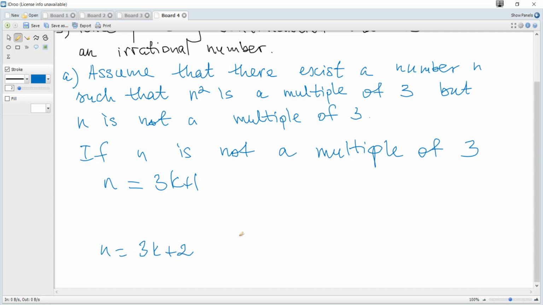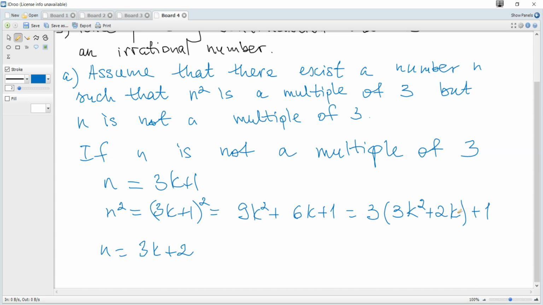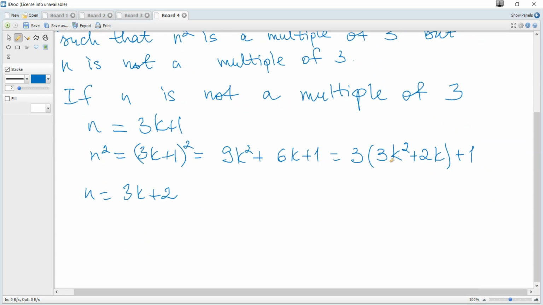And let's consider n squared. It becomes (3k plus 1) squared is 9k squared plus 6k plus 1, and it can be represented as 3(3k squared plus 2k) plus 1, a multiple of 3 plus 1, which is not a multiple of 3.